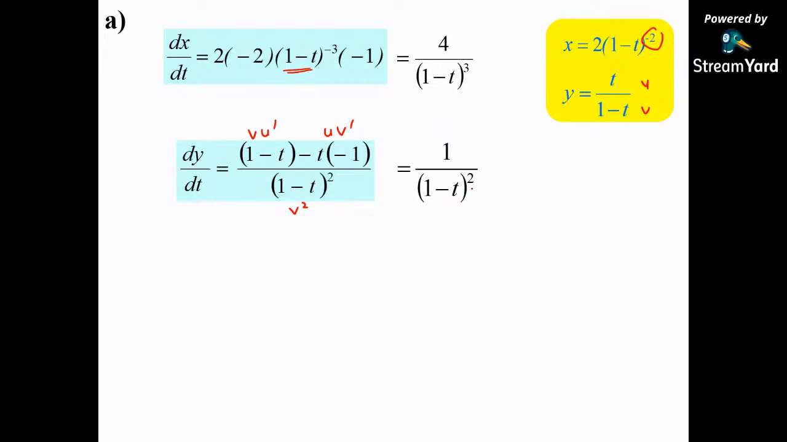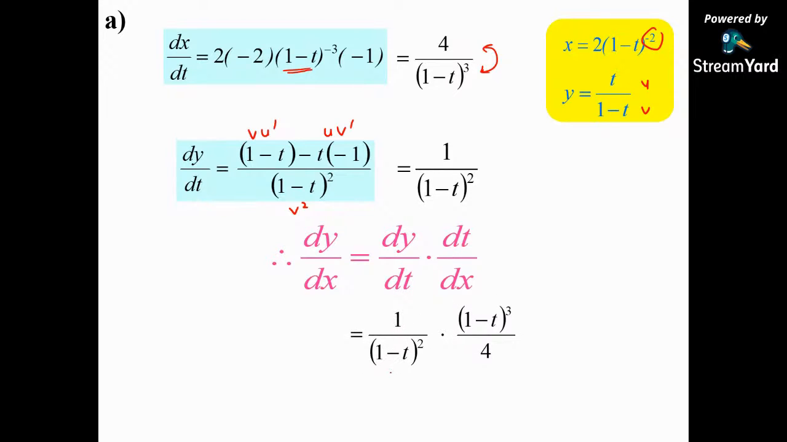So now in order to get the first derivative, we have to apply the chain rule. So dy over dx is dy over dt multiplied with dt over dx. So for this one, we already have something in a single fraction, so we can just flip. Okay, so I'm going to flip that one. So it will become 1 over (1 minus t) squared times (1 minus t) cubed over 4. Okay, so now we're going to simplify the power. So this is cube, this is 2. You can actually simplify them. So you're going to get 1 over 4, (1 minus t). Okay, so that is for A.